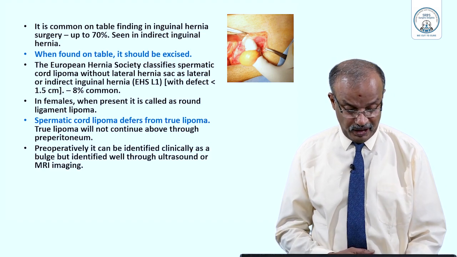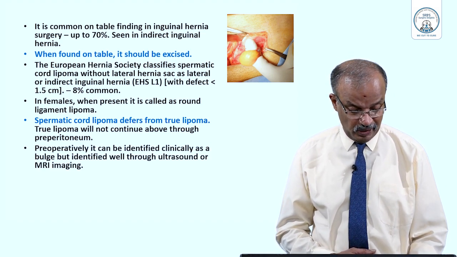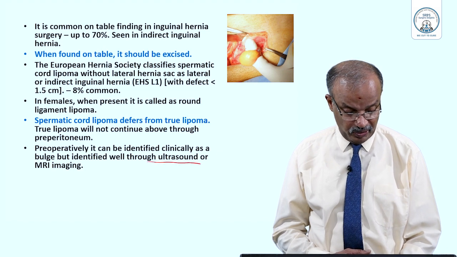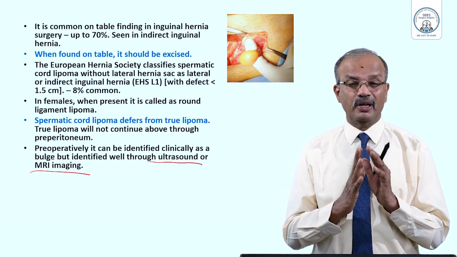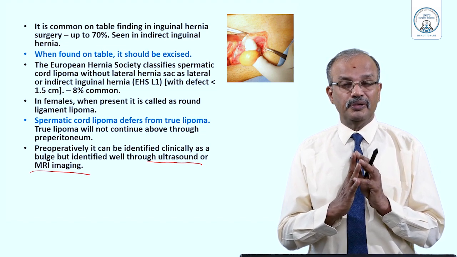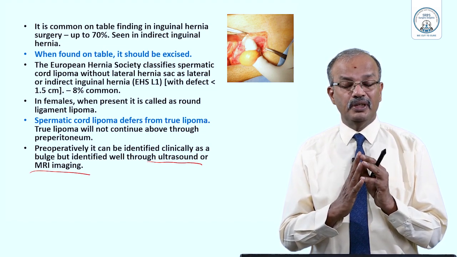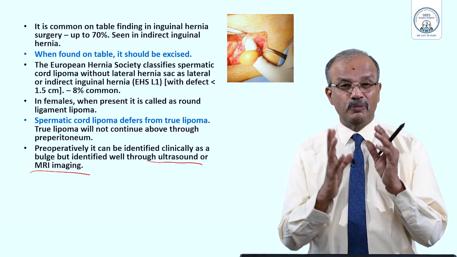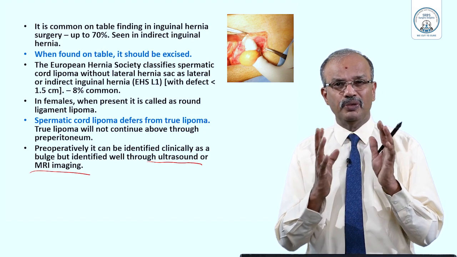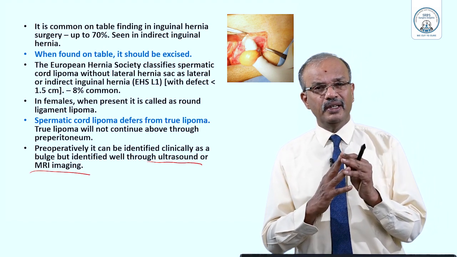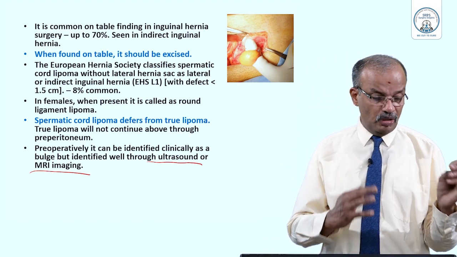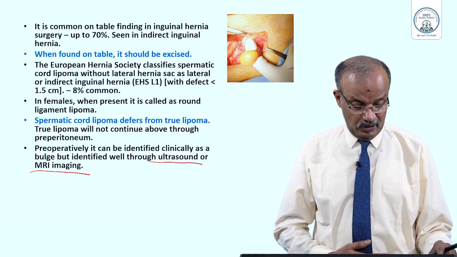Preoperatively it can be identified clinically as a bulge, but identified well through ultrasound and MRI imaging. So it can be identified by ultrasound or MRI preoperatively. During ultrasound imaging, you have to ask the patient to cough, then you will be able to see it properly. High definition imaging is done now, the sonologists will be able to identify it. Even MRI imaging will be able to identify, and dynamic MRI imaging definitely will be able to identify this lipoma of the cord.